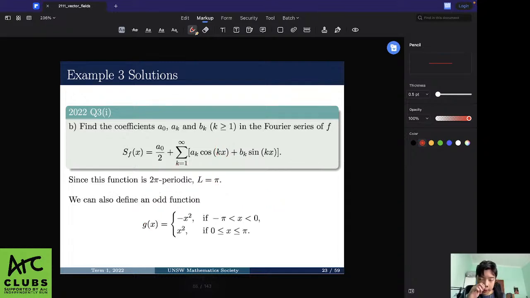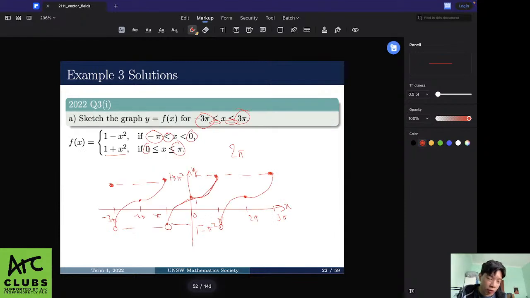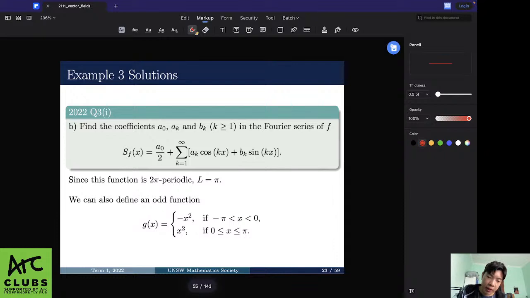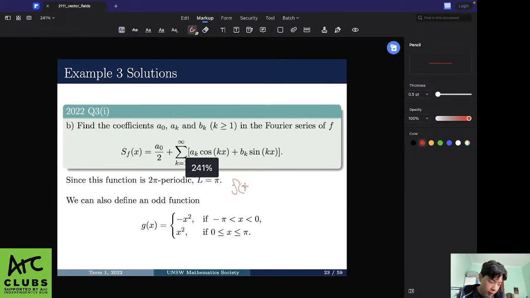So, although we notice that in here, it's not an odd or an even function, what I noticed was that it was actually an odd function that was shifted up. So if we define an odd function, g, which is minus x squared from minus pi to 0, and then x squared from 0 to pi, what we actually get is f of x, which is equal to 1 plus g of x, right? Because if you add 1 to each branch, you get what f of x is. So with this fact, we can start handling the integrals.